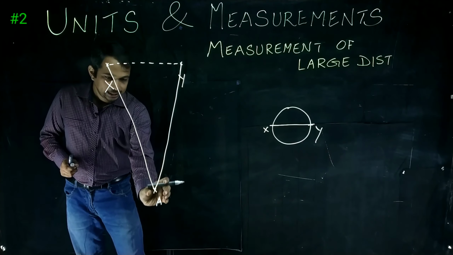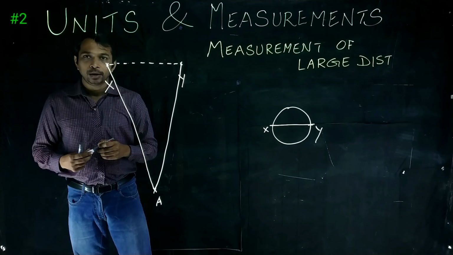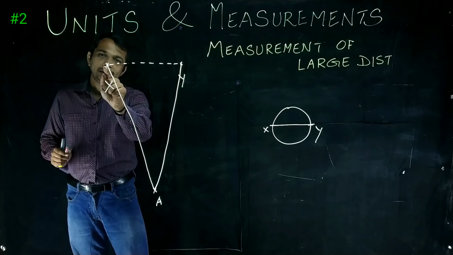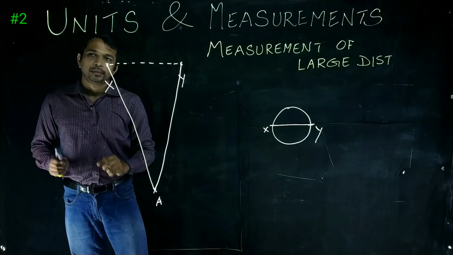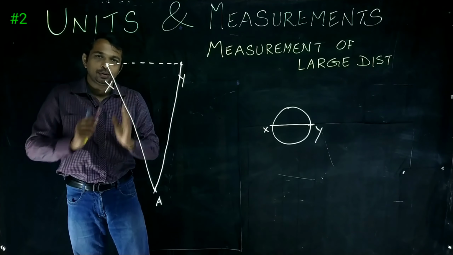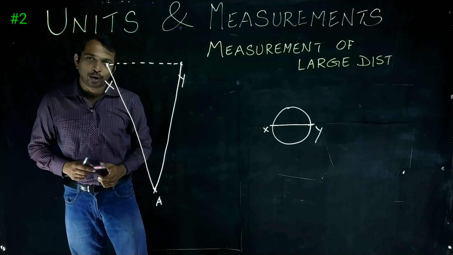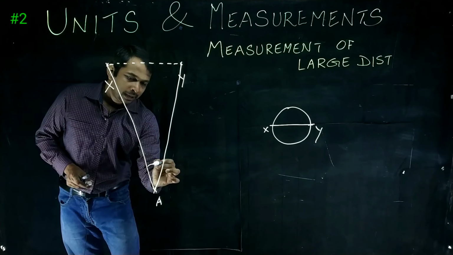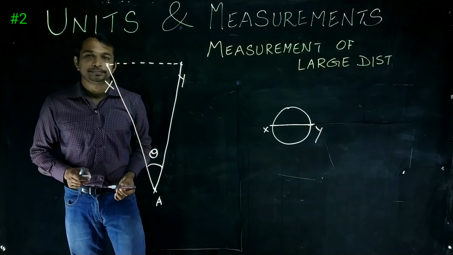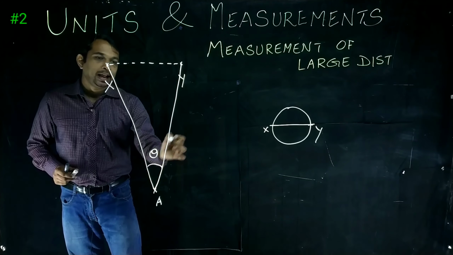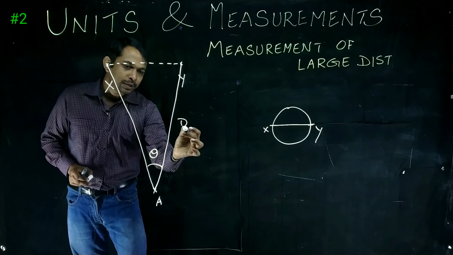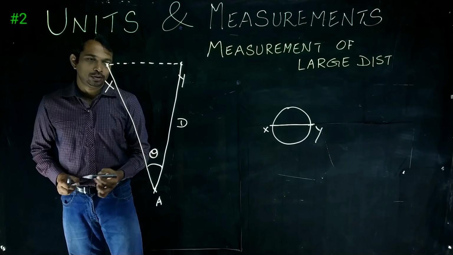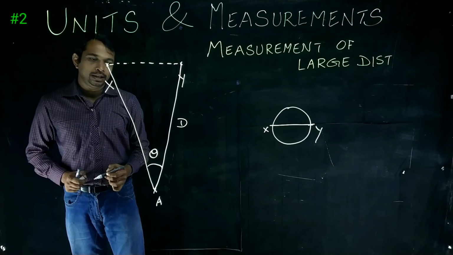Now from city A, you are using your telescope to view this point X, and with the same telescope you are viewing this point Y. Now you can measure this angle theta, right? And we know the distance between Earth and the Sun, which we have found out just before. Let it be that same D.